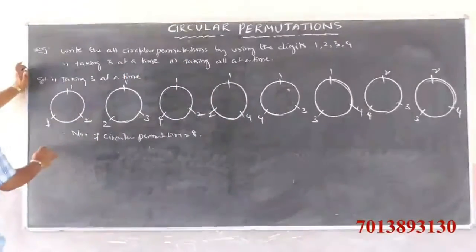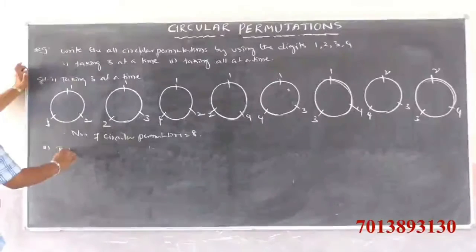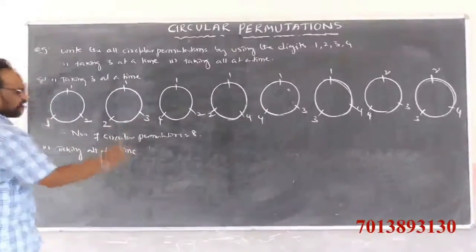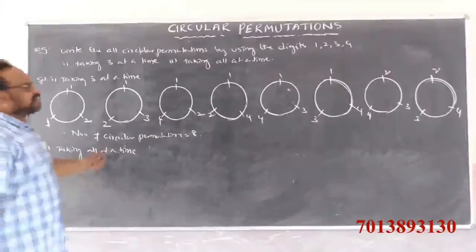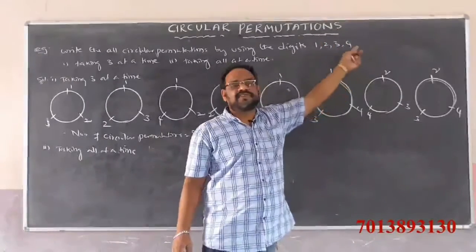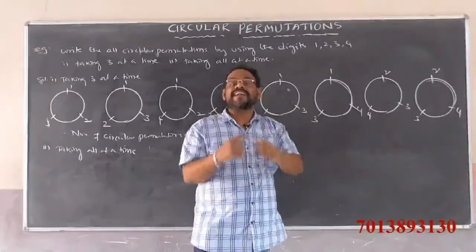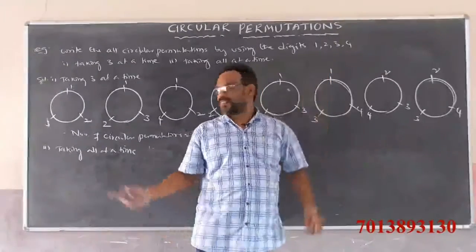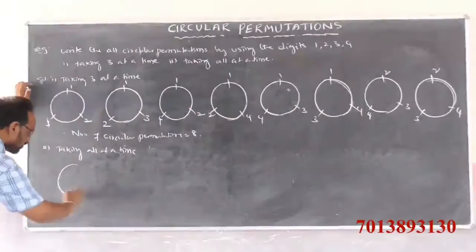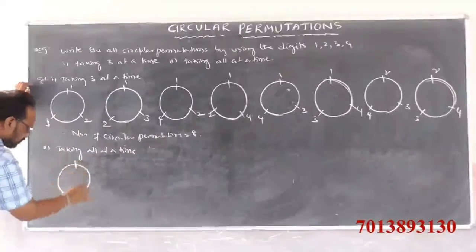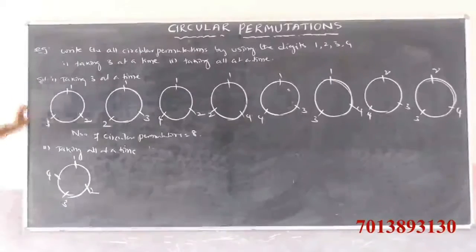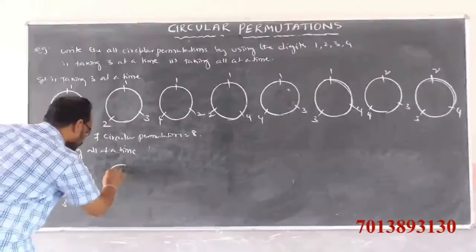Now write all the circular permutations taking all at a time. Taking all at a time means the digits 1, 2, 3, 4. By using these 4 digits, how many ways can we arrange the circular permutation? Observe here. The first one is 1, 2, 3, 4. This is the clockwise direction.